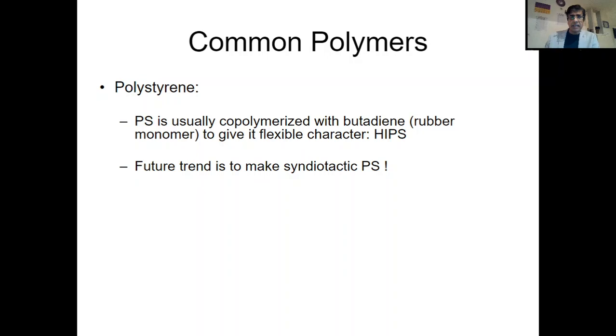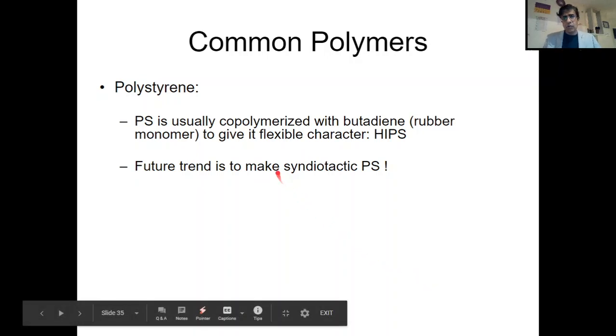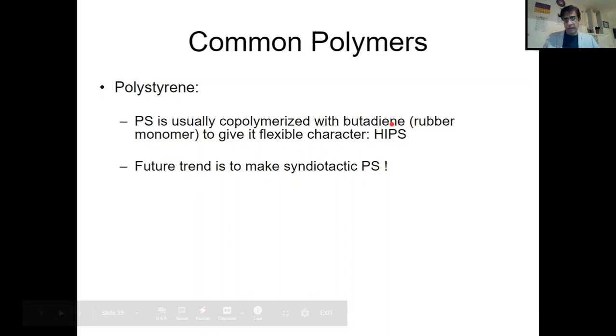And now one of the things: when polystyrene is co-polymerized with butadiene monomer, so you have polystyrene and you add butadiene, or you have a butadiene rubber and then you add styrene monomer to co-polymerize it, then a polymer is produced. It's called high impact polystyrene. So it has some elasticity.